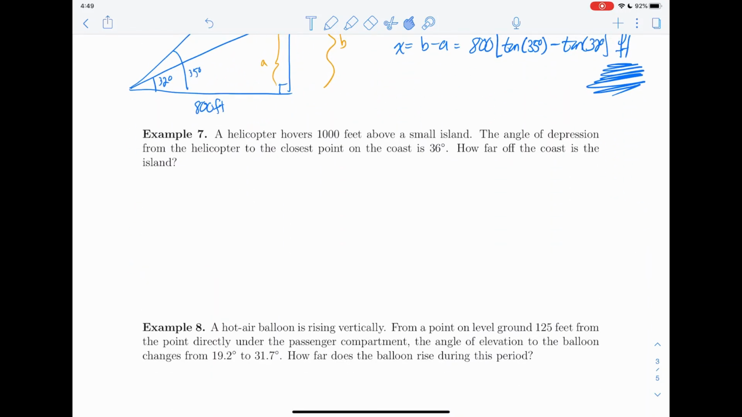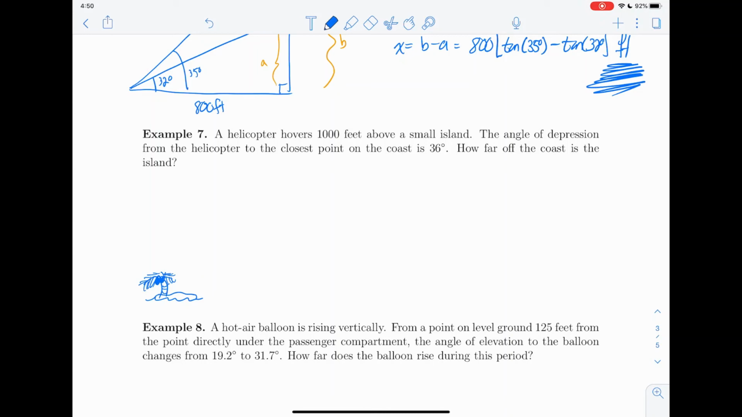This example highlights that. Here we have a helicopter hovering 1,000 feet above a small island. So here we are. This is our small island. It's got waves. There it is. Maybe it even has a palm tree. Let's draw a palm tree, shall we? Can't draw. Let's see. Oh, look at that. We got some coconuts and some palm fronds. Fantastic. It's important to have fun.